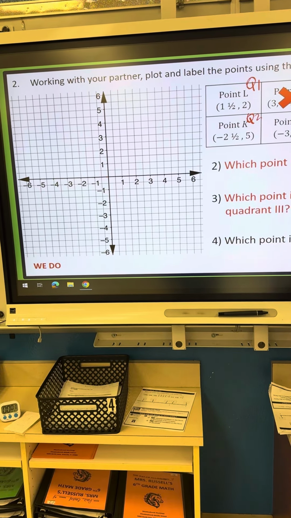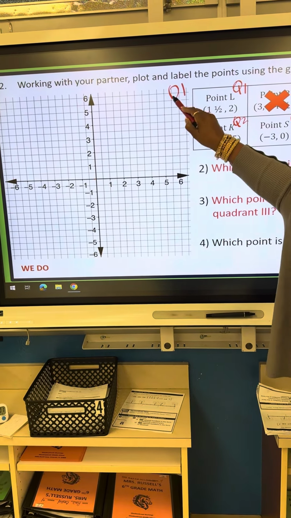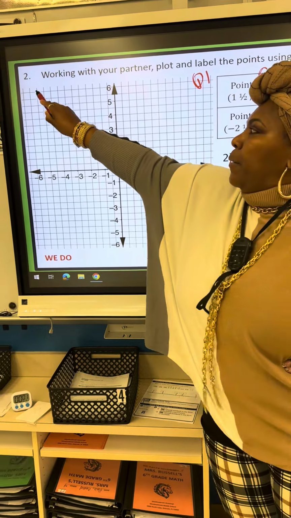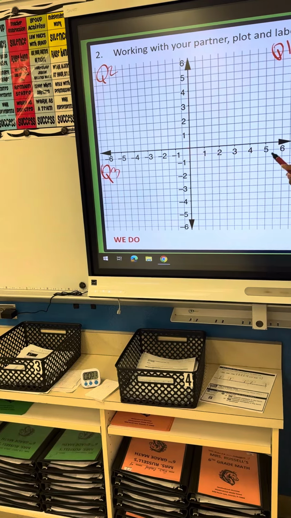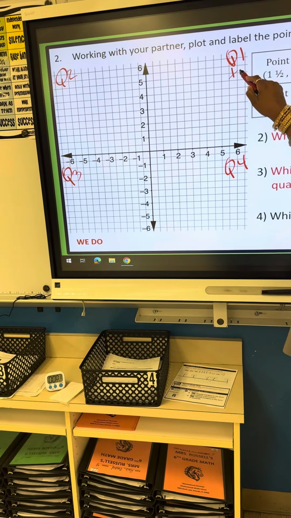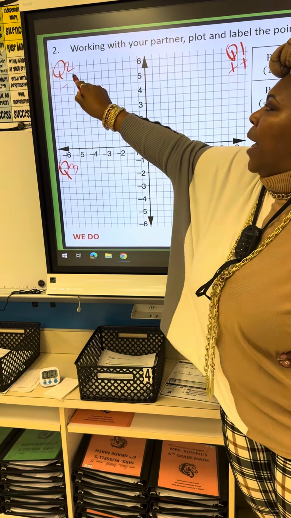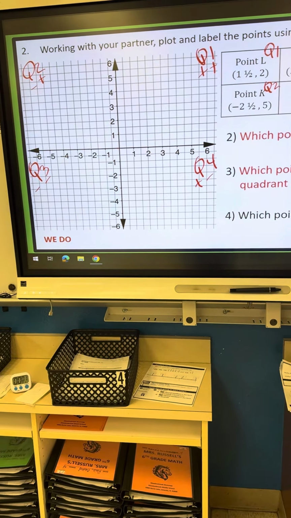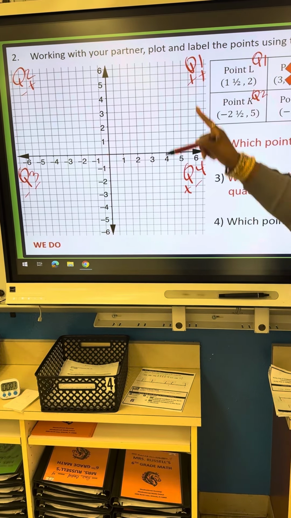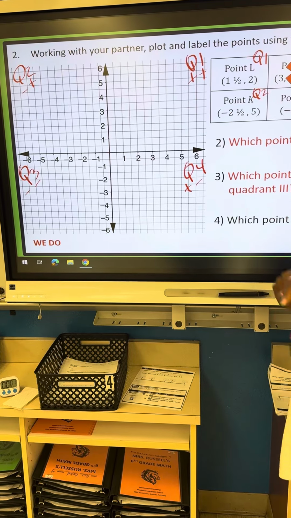So I know that I'm going to be in quadrant 1. Because we're going to label it quadrant 2, quadrant 3, quadrant 4, we're going to put positive, positive; negative, positive; negative, negative; and positive, negative. So here, I know I got 2 positive numbers. I know my answer is going to be in quadrant 1.